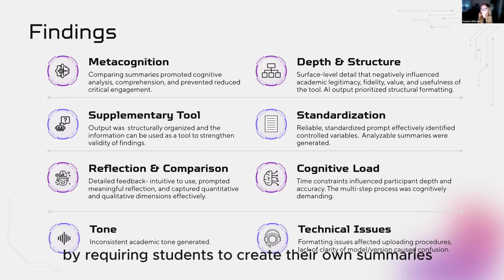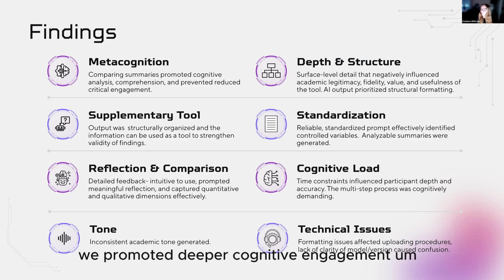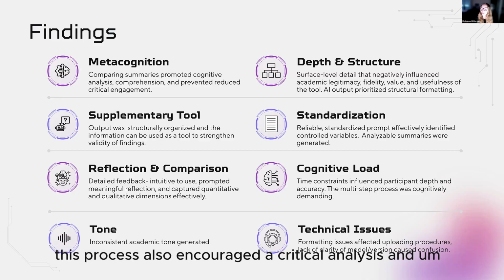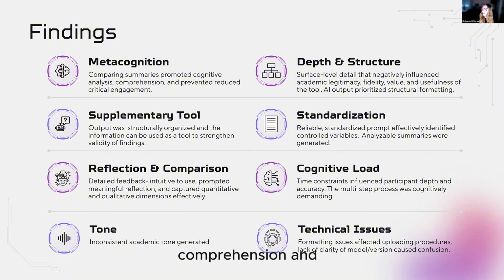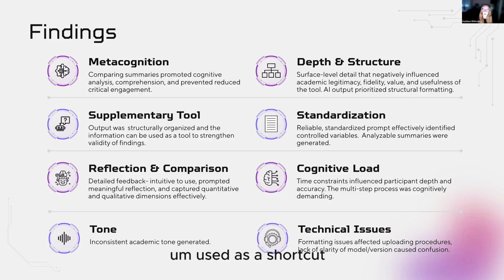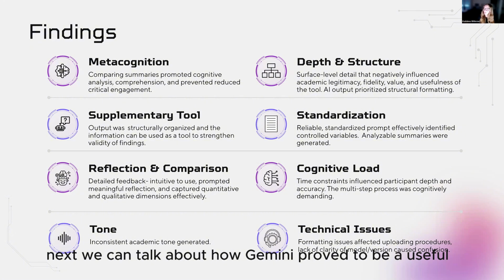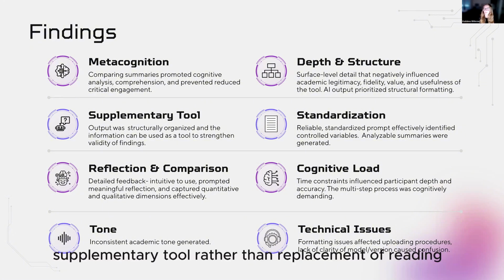By requiring students to create their own summaries before reviewing Gemini's output, we promoted deeper cognitive engagement. This process also encouraged critical analysis and comprehension, and it helped prevent passive reliance on AI-generated content. Essentially, this comparison task turned what could have been used as a shortcut into a learning opportunity for the students.